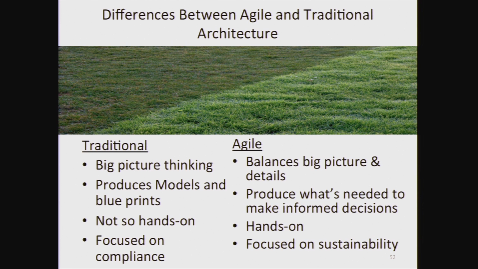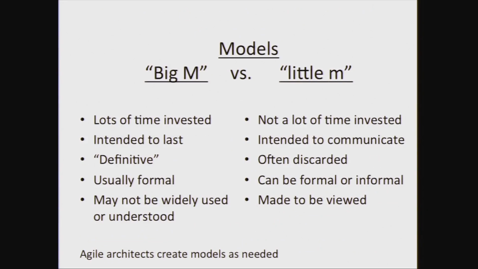Traditional architecture, big picture thinking, produces these big models and blueprints, maybe squawks at you when you do it wrong. They're not necessarily so hands-on, and they're saying, are you doing it right? Whereas Agile is trying to balance the big picture and details, produce what's needed to make informed decisions, is hands-on, can get into the code, and is focused on sustainability, which means that sometimes I have to get in there and make things work. They may produce different kinds of models too.